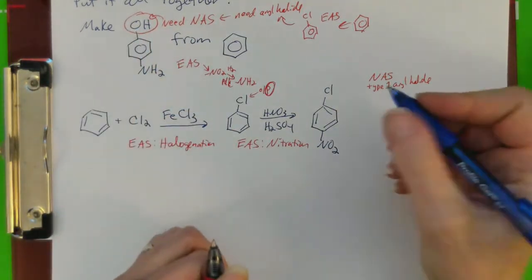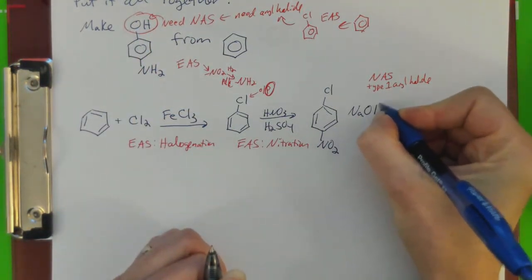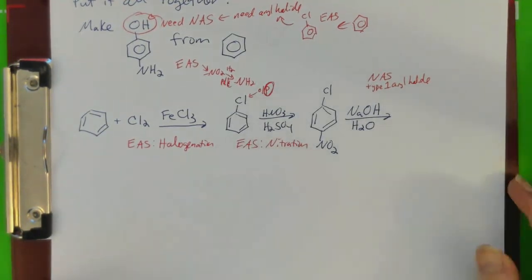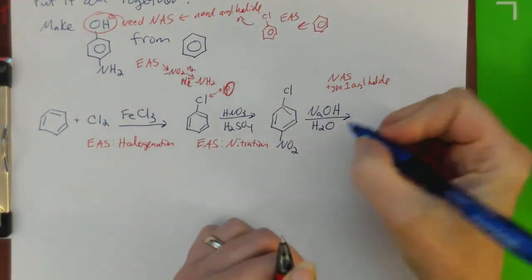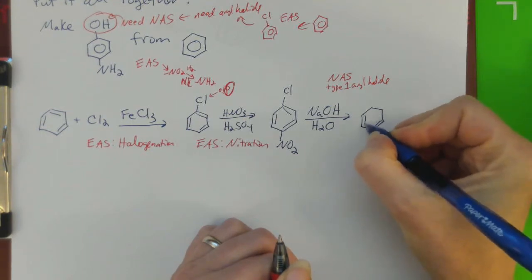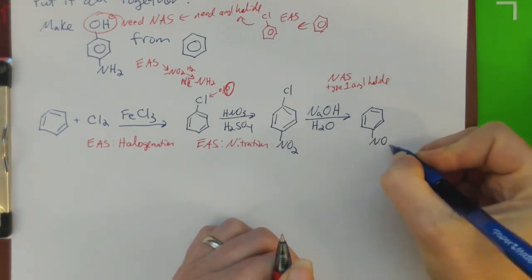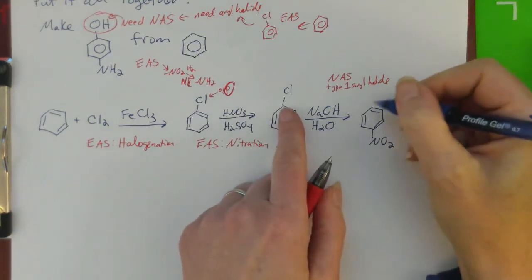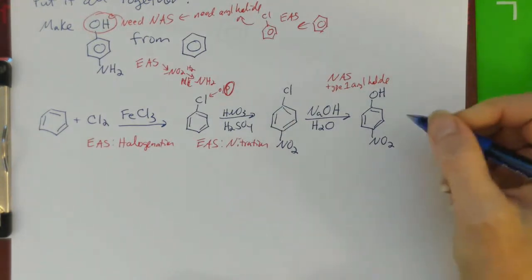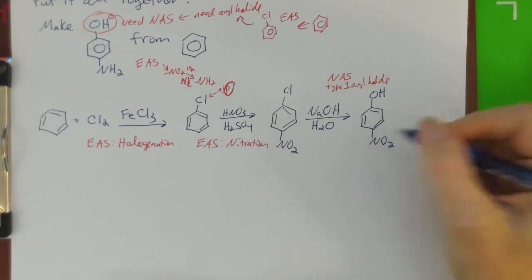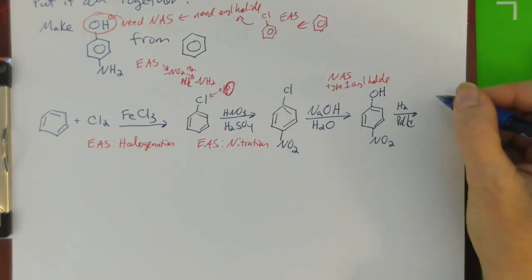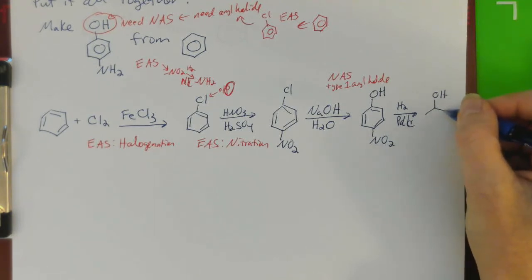So what am I going to use for that? I can use sodium hydroxide and water. When I do that, I'm going to substitute the chlorine for the OH group. And then I can reduce this to an amino group.